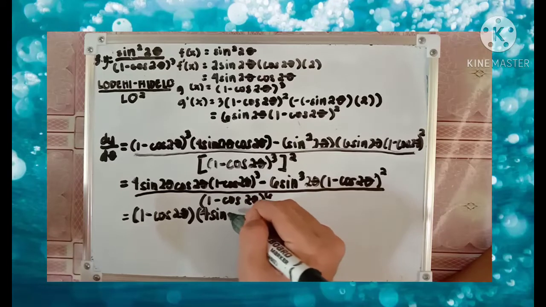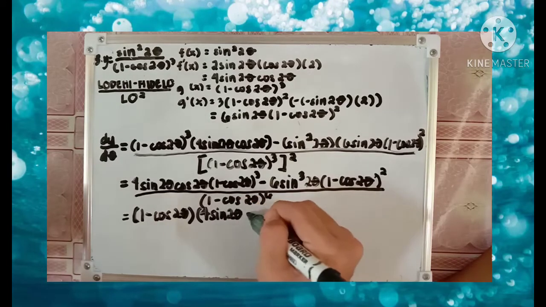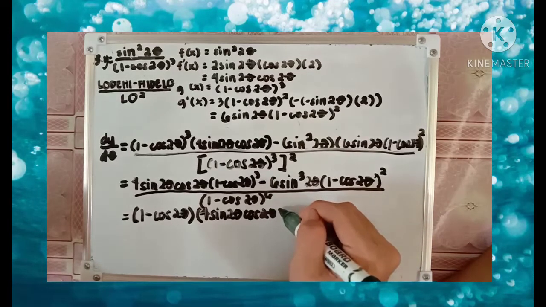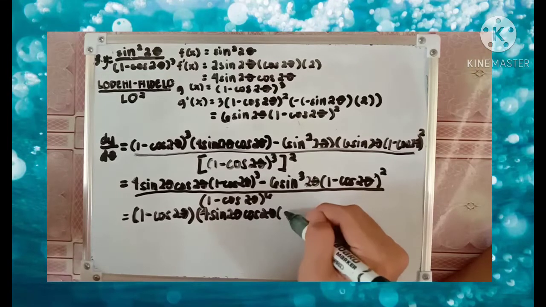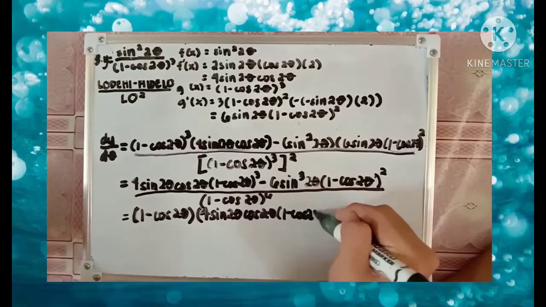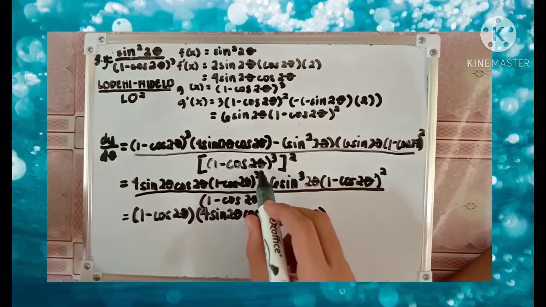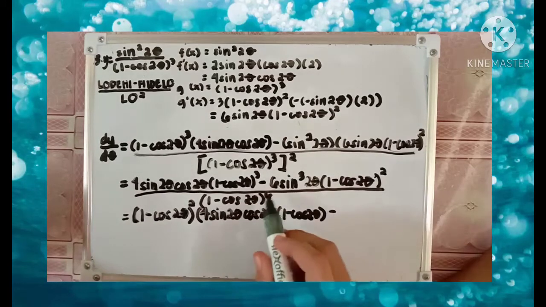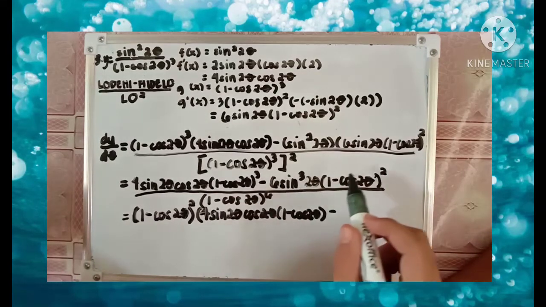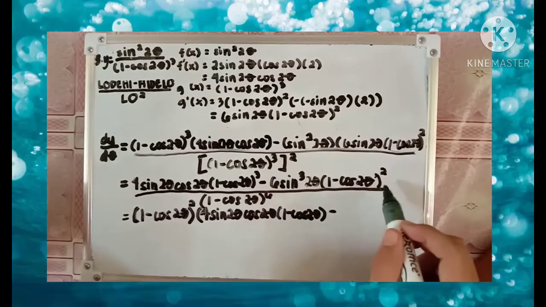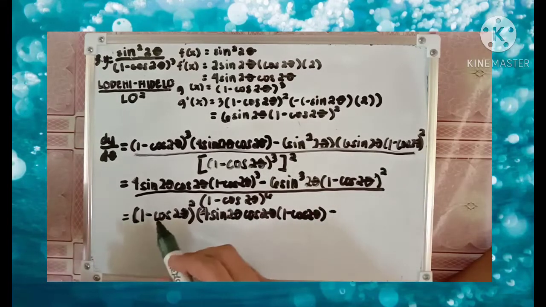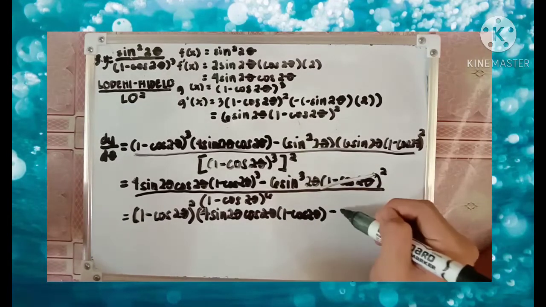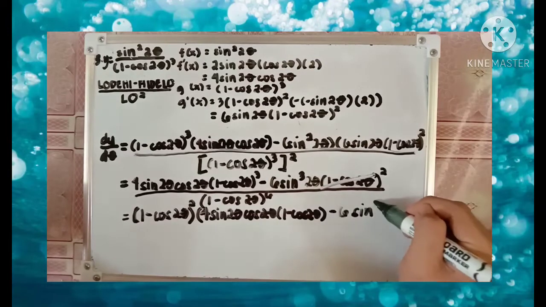sine 2 theta cos 2 theta times 1 minus cos 2 theta squared minus 6 sine cube 2 theta times the quantity of 1 minus cos 2 theta raised to 2 divided by 1 minus cos 2 theta. So, cancelled. 6 sine cube left.